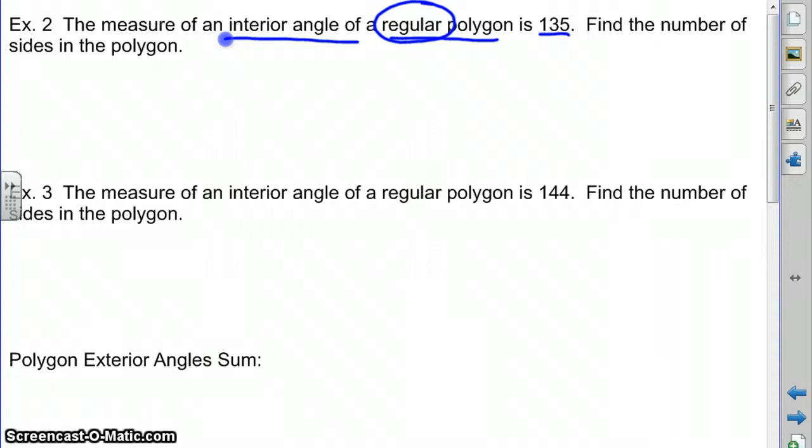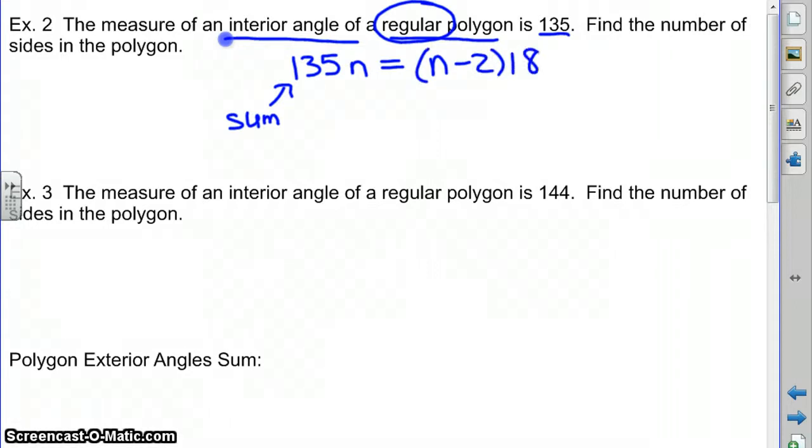It asks us to find the number of sides of the polygon. Well, what I do know is that 135 times the number of sides is going to be the sum of all of my angles. I also know that the sum of all the angles is n minus 2 times 180. So I've substituted and made a connection here. I've balanced both sides of my equation and said that the sum of all the angles is 135 times n, and n minus 2 is times 180.